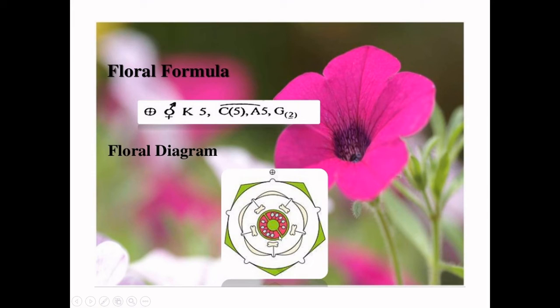Now this is the TS of ovary. This TS of ovary shows the 2 carpels, 1 and 2. Axile placentation. Now these ovules are attached at the center on the fertile placenta and carpels are 2. Okay, now this is the diagram and this is the floral formula.